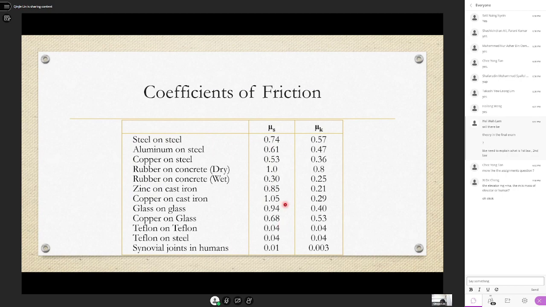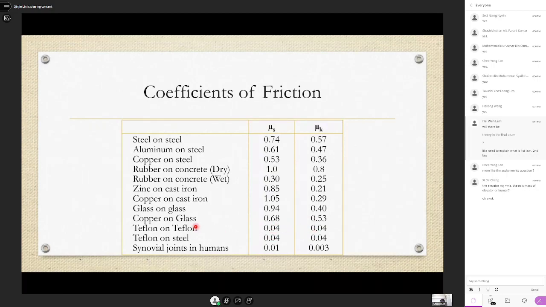Also in general, if you compare mu s and mu k, they are about the same, but mu k is usually slightly lower, except for some materials. For naturally occurring materials, usually mu k is lower. But these days, scientists engineer new materials, so they can create the characteristics that they want. For example, Teflon on Teflon, Teflon on steel: you see mu k and mu s are all the same kind of coefficient, and a very small value, very slippery.